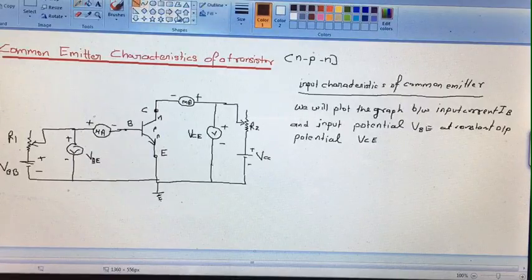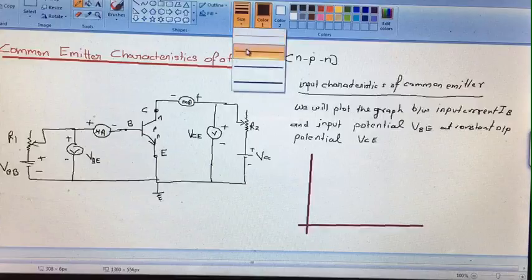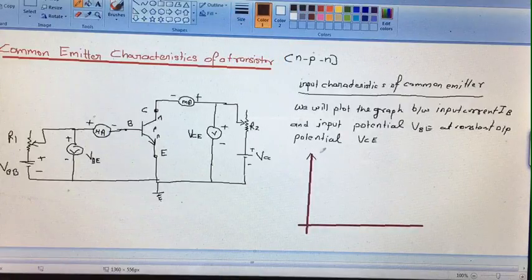So, we will take the vertical axis as input current, this is our IB and this is VBE. Now, IB is in microampere and this VBE is in volt.